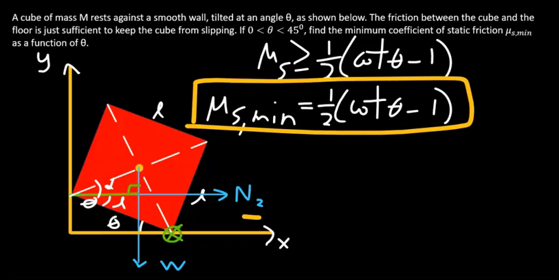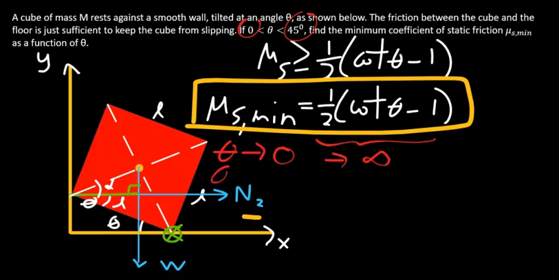It is a reasonable answer, as we can check for the two extreme values. When theta approaches 0, this expression goes to infinity, implying infinite friction. And when theta goes to 45 degrees, this expression tends to 0, implying 0 friction. Thus, the answer that we have derived works only for values of theta between those two extreme values.